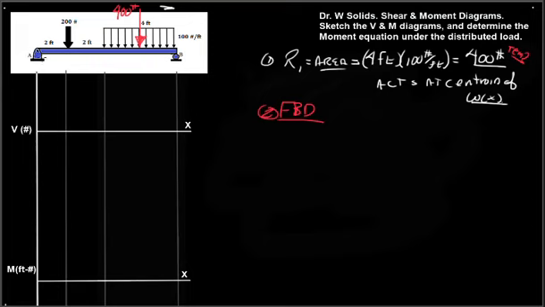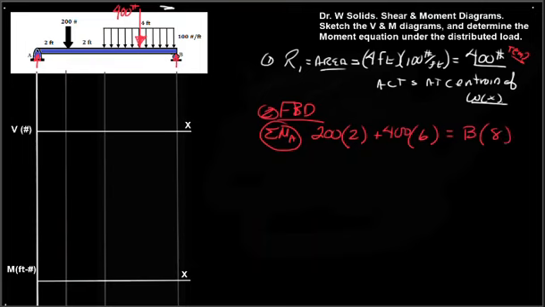In our free body diagram, we have a support reaction here at A, and a support reaction over here at B. And we can sum the moments about A, in which case we have 200 pounds times 2 feet plus 400, our equivalent load, at 6 feet has to equal B at 8 feet, which tells us that B is 350 pounds.